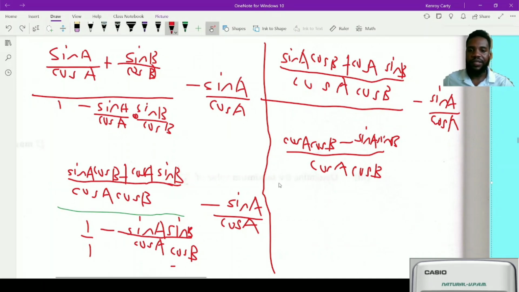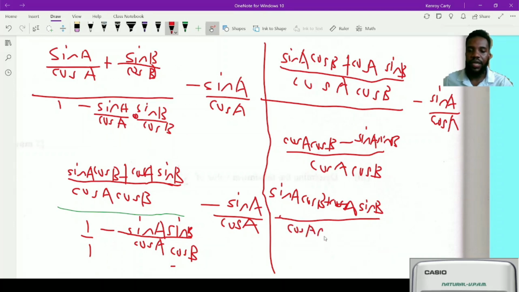Now, what happens when you divide fractions? You multiply by the reciprocal. So I'm going to multiply this by the reciprocal of this right here. So I'm going to have sine A cosine B plus cosine A sine B all over cosine of A cosine B, multiplied by the reciprocal of all this down here. So you're going to have cos A cos B all over cos A cos B minus sine A sine B.